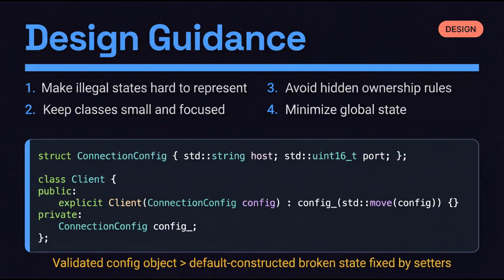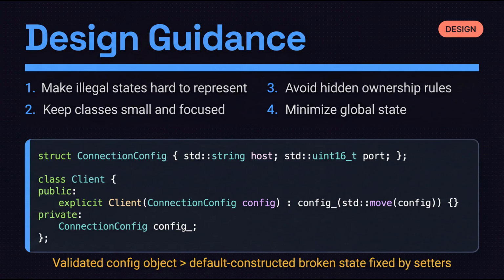Four design principles. First, make illegal states hard to represent. If a connection requires a host and port, don't default construct a client with empty fields and fix them later through setters. Instead, take a validated connection config in the constructor. The object is either fully valid or doesn't exist. Second, keep classes small and focused. A class that does one thing well is easier to test and reuse than a class that does everything.